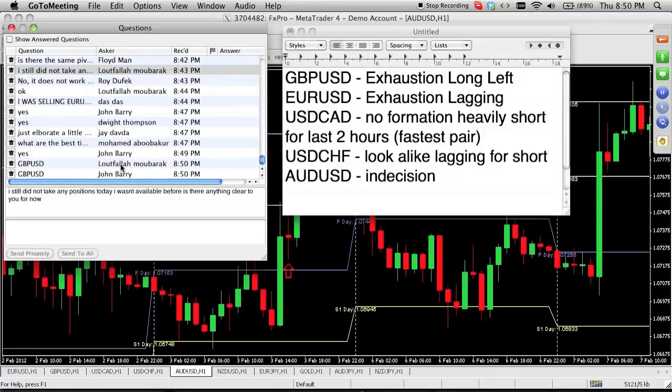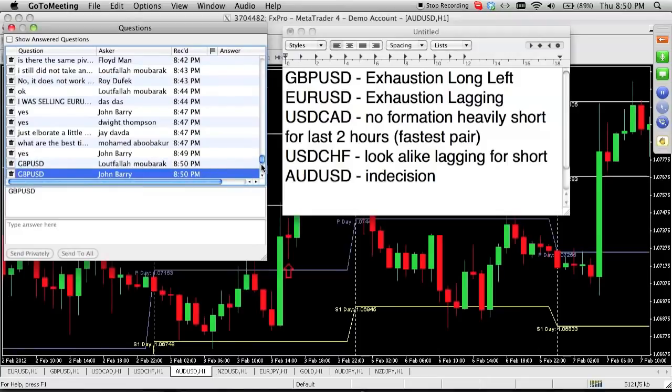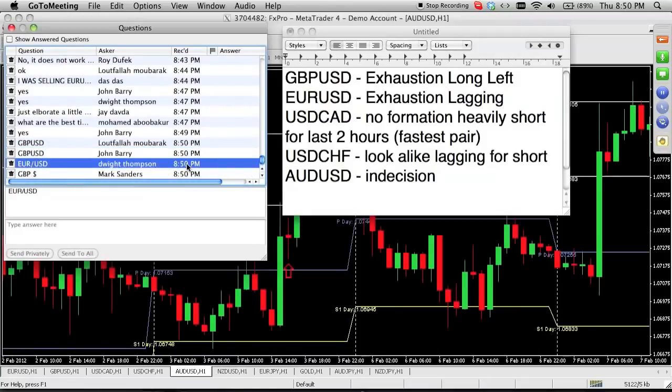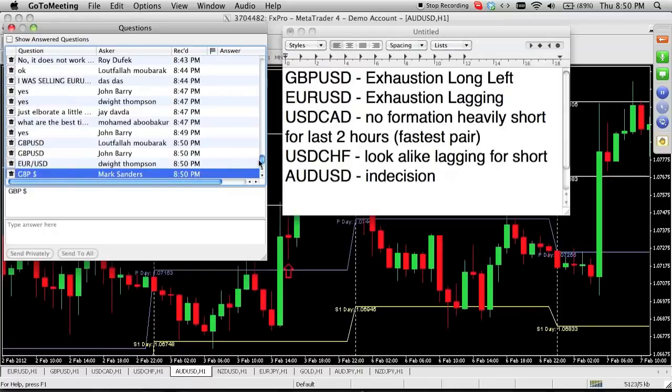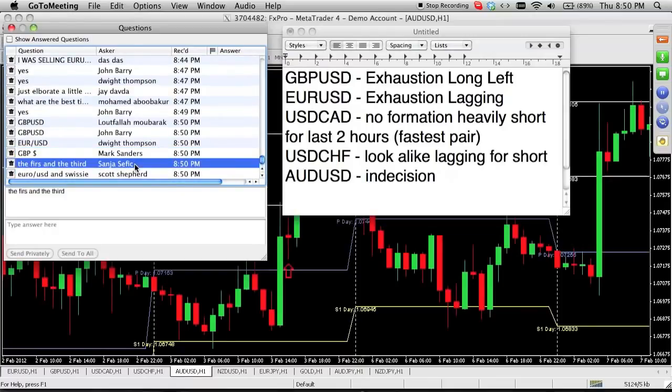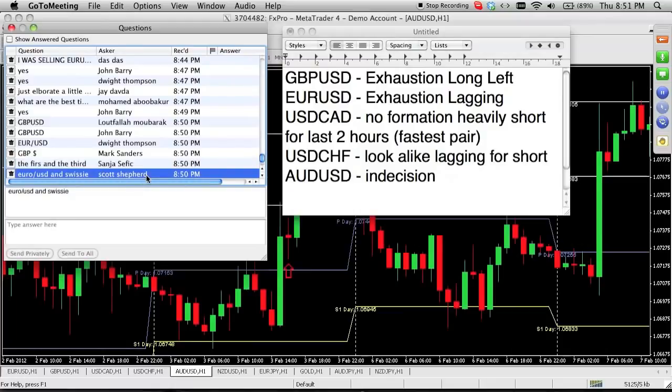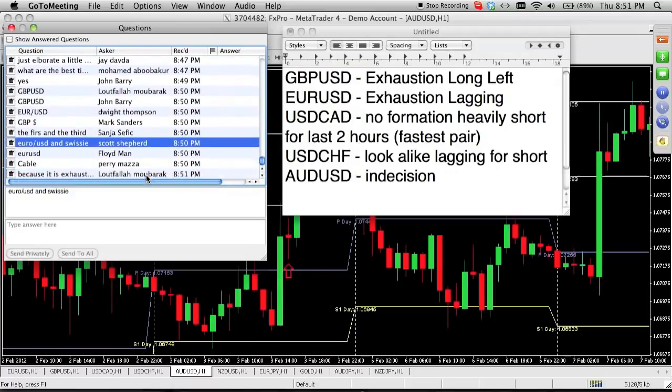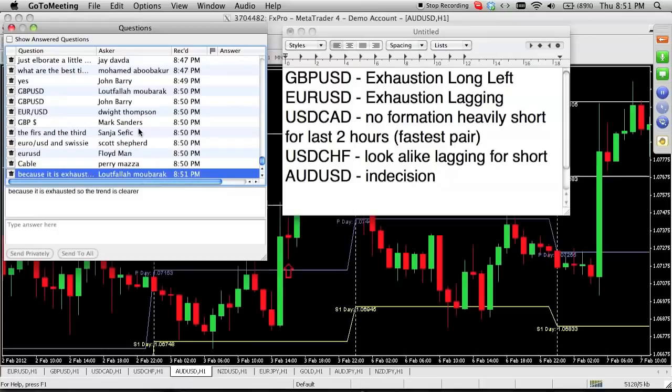Okay, GBP USD. Lufthansa says pound dollar. John says pound dollar. Dwight says Euro USD. Mark says pound dollar. Okay, the first and the third. Sonia says pound dollar and US dollar CAD. Okay. Scott says Euro USD and Swissy. Floyd says Euro USD. Perry says pound. Lufthansa says because it is exhausted, so the trend is clear. Lufthansa was saying pound. Okay.